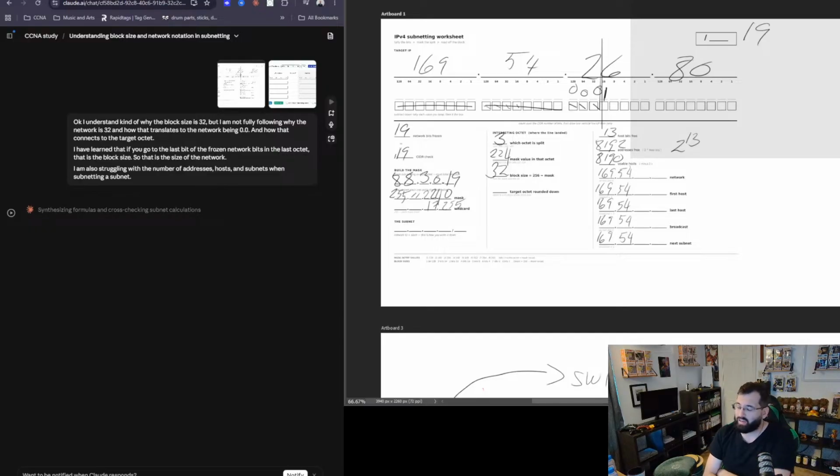So that... it's just not making sense why the network is 169.54.0.0. That looks like a 6. It makes sense in terms of why this is /26, but it doesn't make sense because the octet is split.